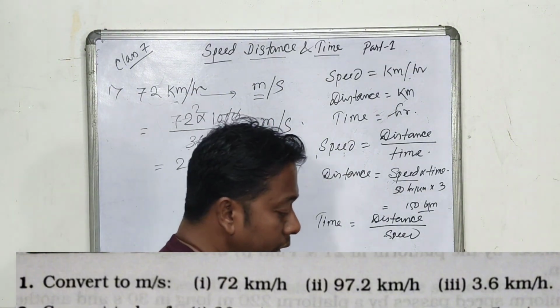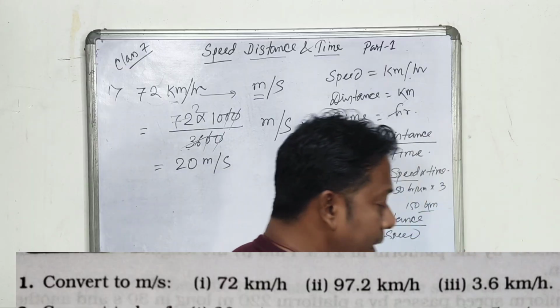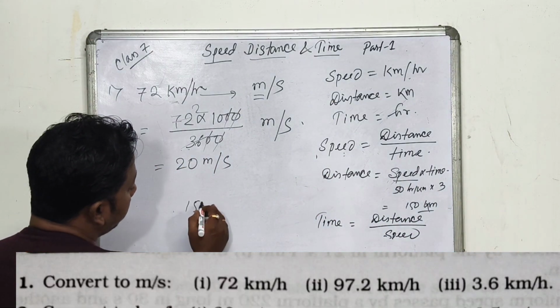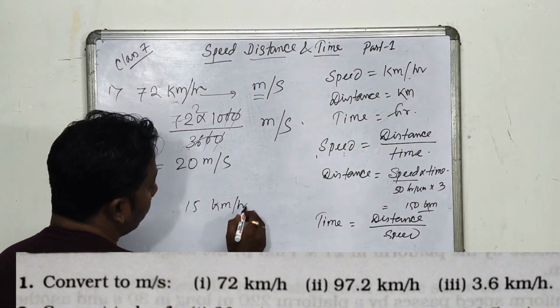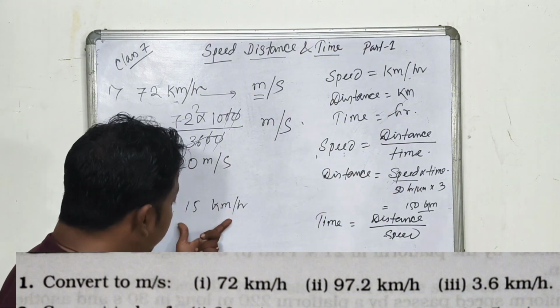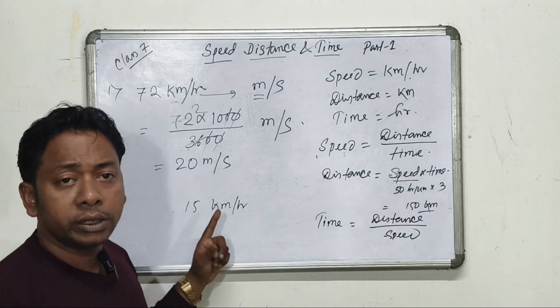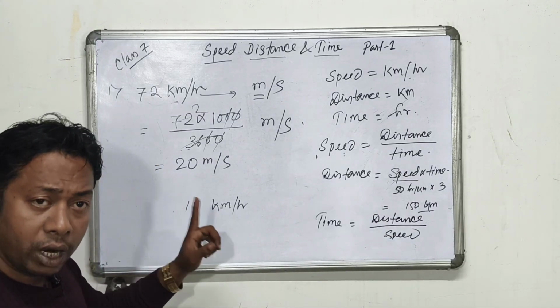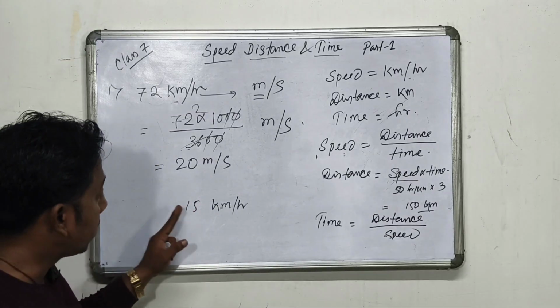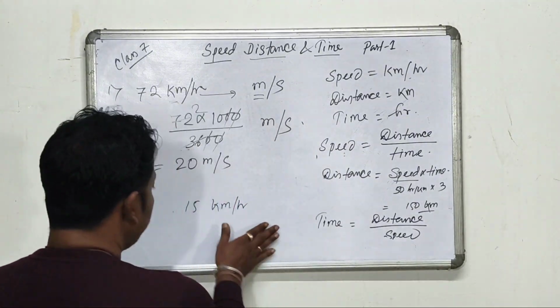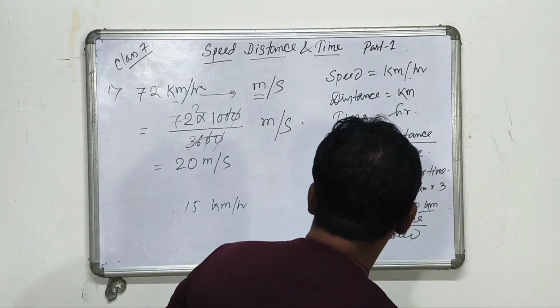Okay. In most of the math you face something like 15 kilometer per hour is given. What is the meaning of that? That means this vehicle traverses 15 kilometers in 1 hour. In 1 hour this particular vehicle traverses 15 kilometers. Most of the math comes with this value.